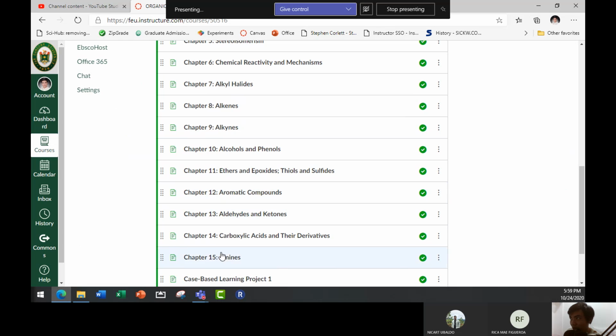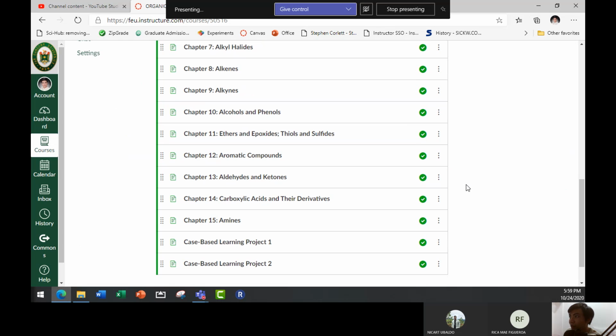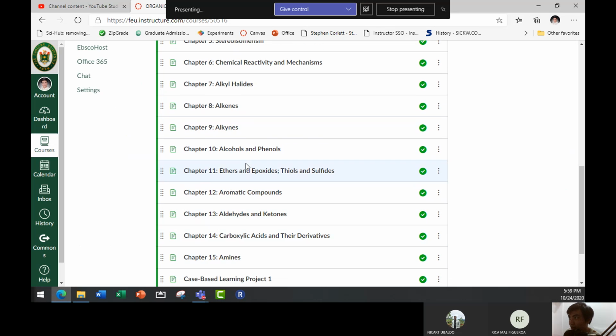Itong chapter 10, mau-adjust yan, no? Pero, ano mangyayari? May isang hindi na tayo i-discuss dito. Siguro ang topic na hindi ko na i-discuss ay itong ethers, epoxides, thiols, and sulfides, no? Kasi hindi naman to masyadong common eh, no? So, ito lang kasi mga common natin: alkane, alkyl, alkyne, alkyl halide, alcohol phenols, aromatics, aldehyde, ketone, carboxylic, and amines.